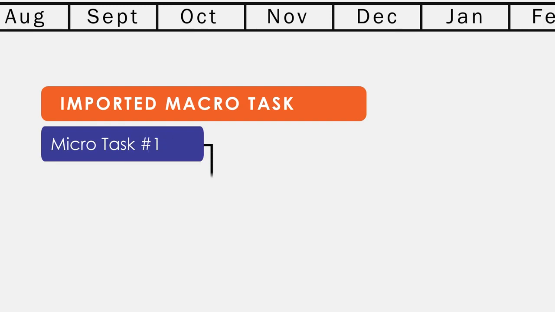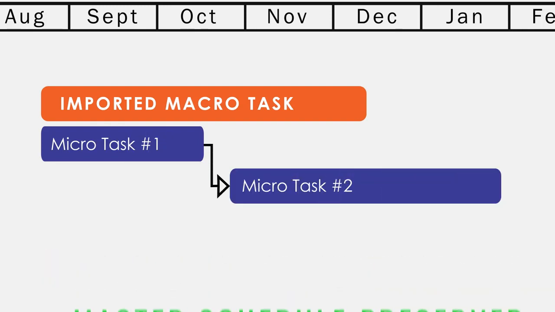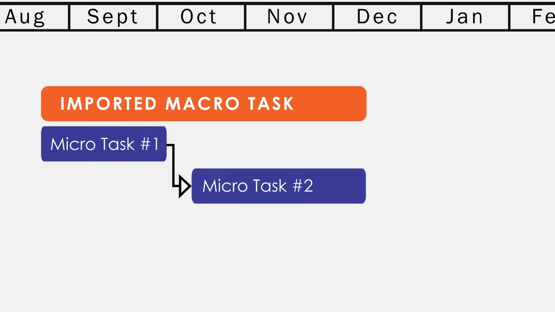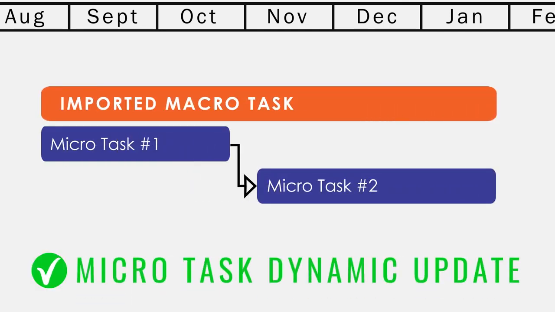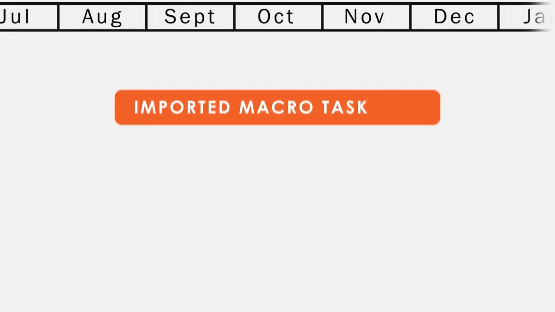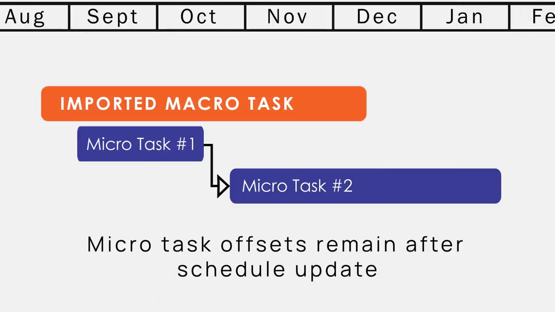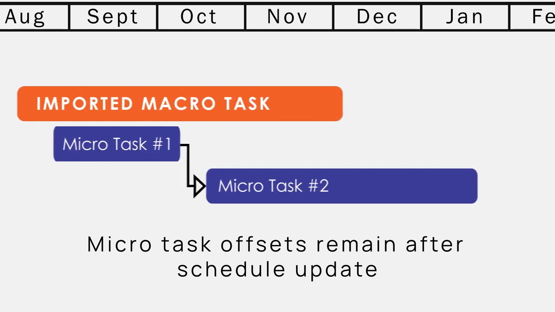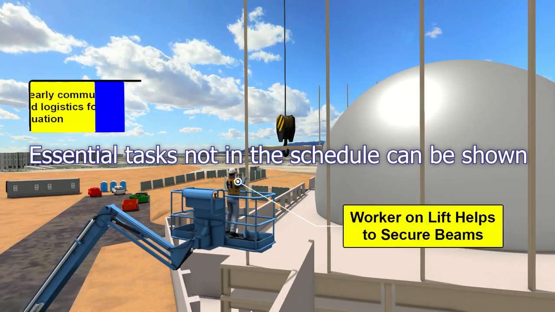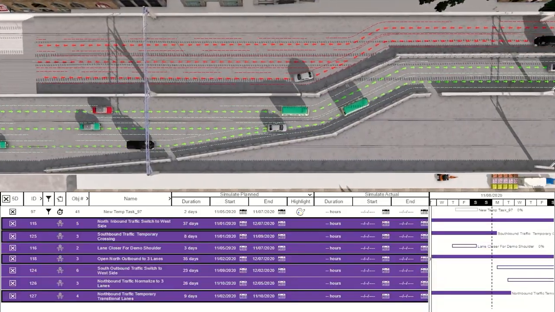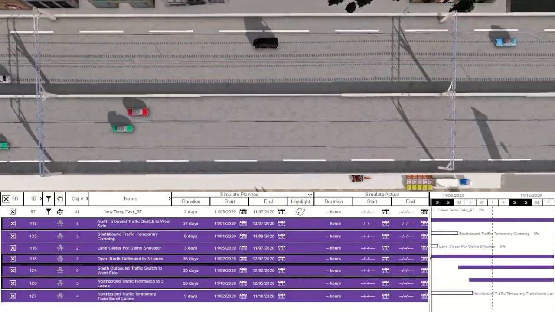Fuzor has created a new micro-schedule logic which does not affect macro-schedule tasks and automatically adjusts with macro-schedule updates. In Fuzor, micro tasks can also be offset from macro task dates, allowing you to schedule essential tasks that do not fall within the macro schedule logic.